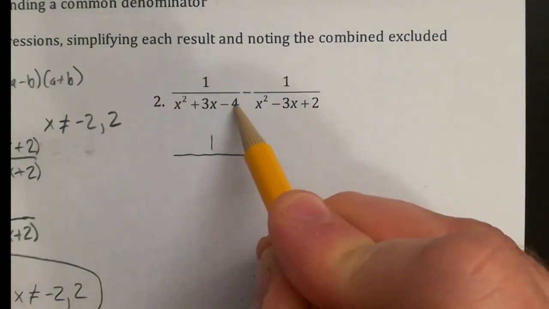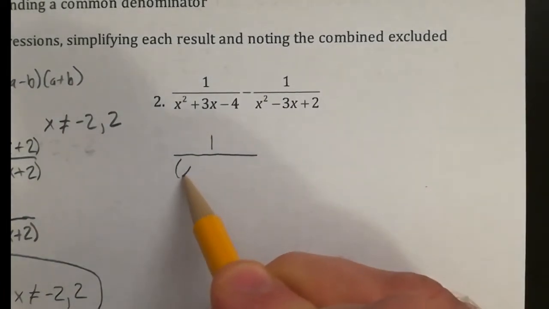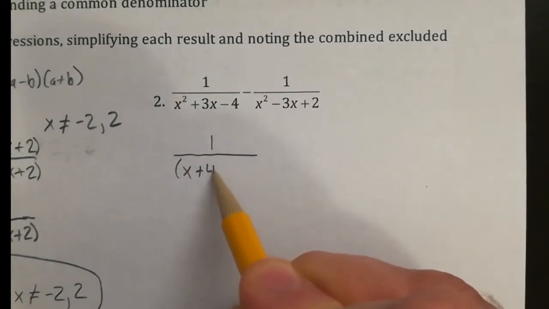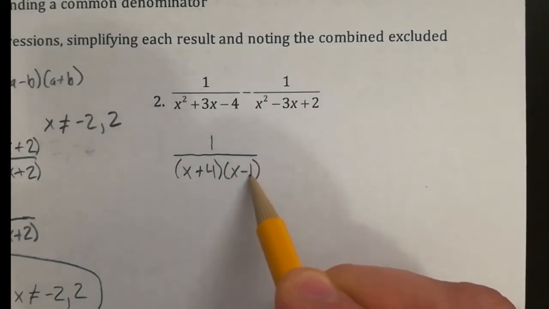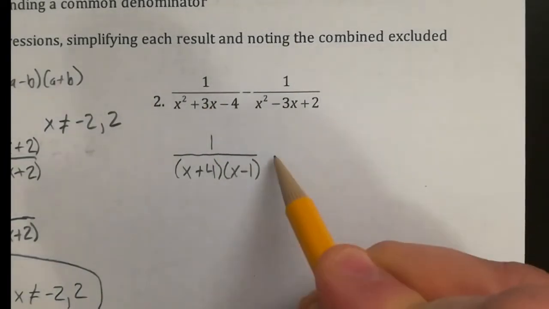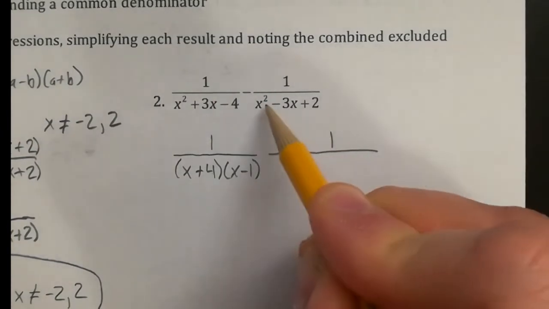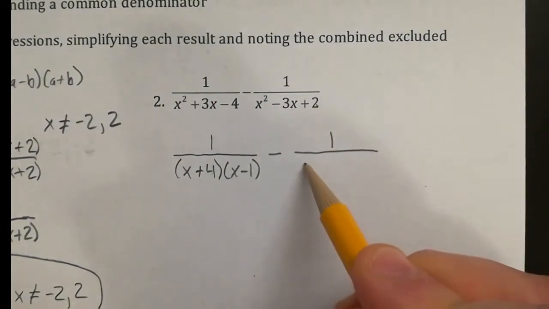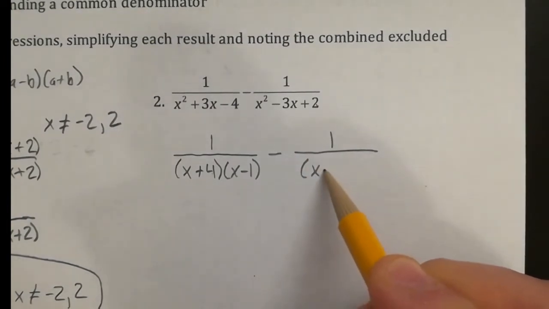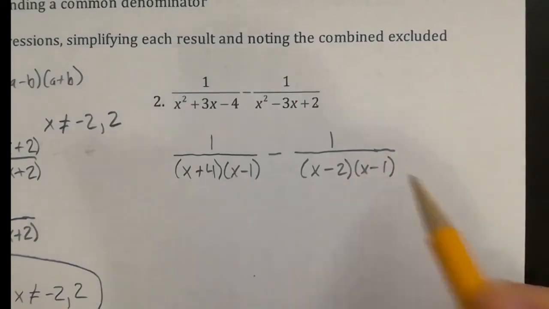So yeah, we're looking for two numbers that multiply to this, add to this. Well, that would be +4 and -1. All right, 4 times -1 is -4. 4 plus -1 is 3. Okay, and then we do something similar in this other fraction. We have to find two numbers that multiply to 2 and add to -3. Well, that's going to be -2 and -1. So we end up with this.